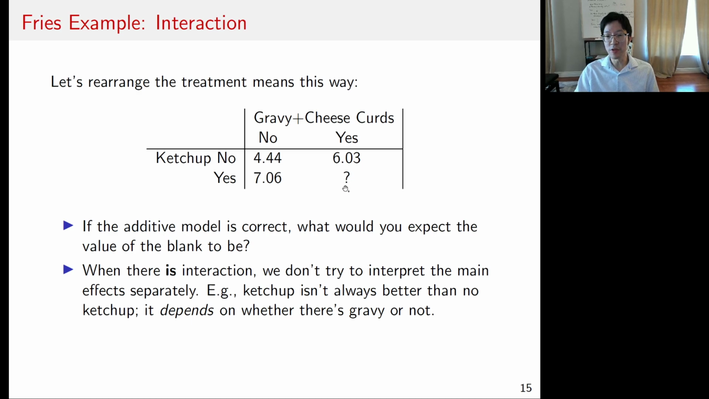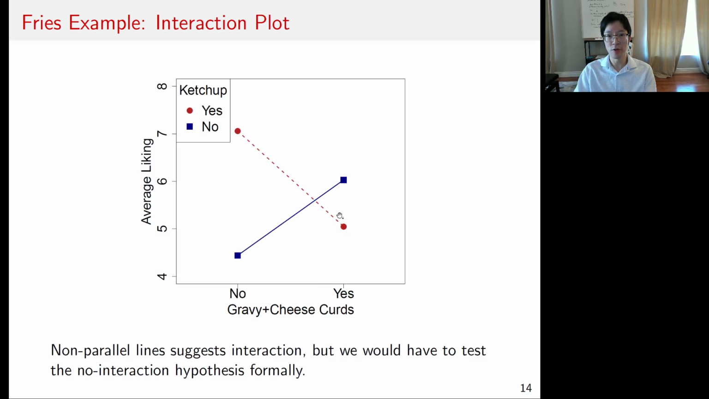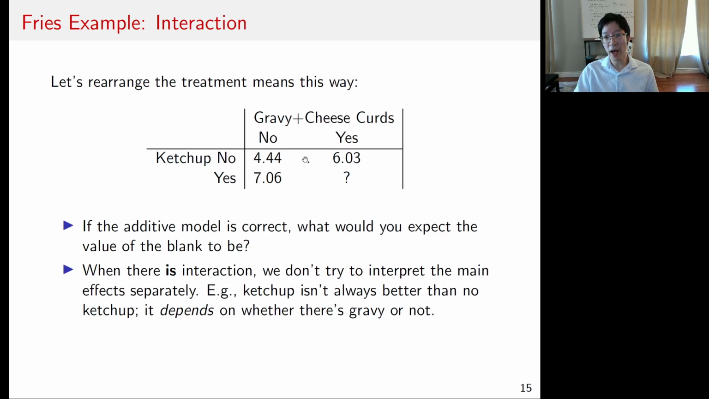Okay, so how do we get 8.65 here? Well, if the model is additive, that means we can add together the effects. So if you look at this table, going from nothing to ketchup, so this is actually a mislabel. I think 6.03 was ketchup. So adding ketchup adds this difference. The additive effect of ketchup would be 1.59 units. So that's going from no ketchup to ketchup.